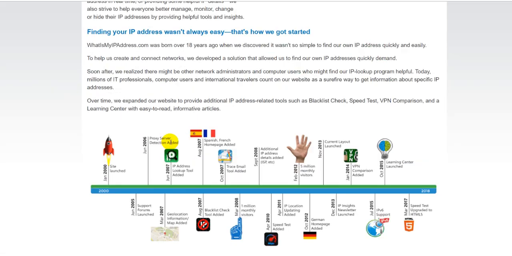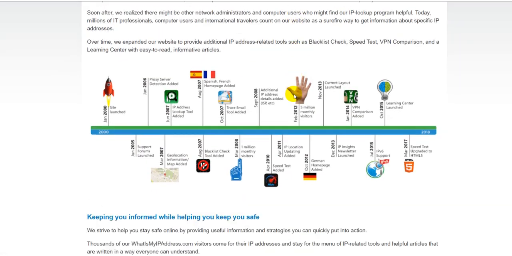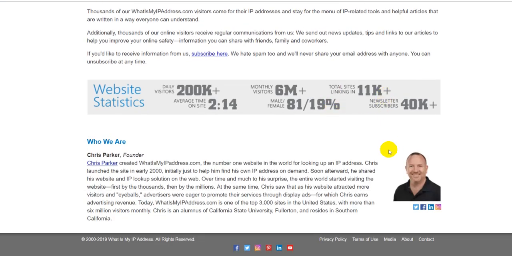There's a whole story about why and how he created it, and what's most important is what's his revenue. That's always the most important thing. If you are inquiring about a website, you have to know how they make their money. And it looks like it's a top 3,000 website in the United States, and he is making his money through advertisement. So here's the advertising revenue. You always have to know how people are making money.